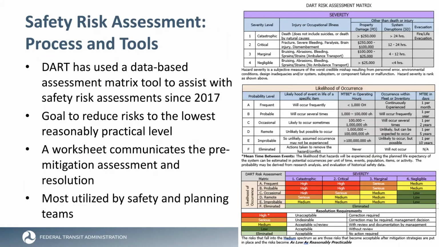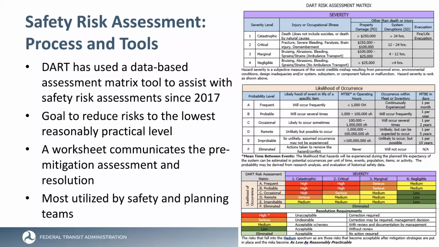So since 2017, DART has been using the risk assessment matrix that Andy spoke about earlier, and it has been a really effective tool for us to be able to assess risk and have that common language. And as Andy said, our goal at DART is to reduce risk to the lowest possible level, recognizing that there are few situations where you can totally eliminate or mitigate all risk.